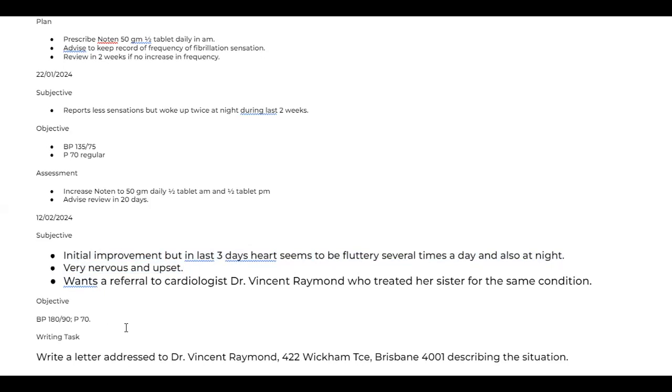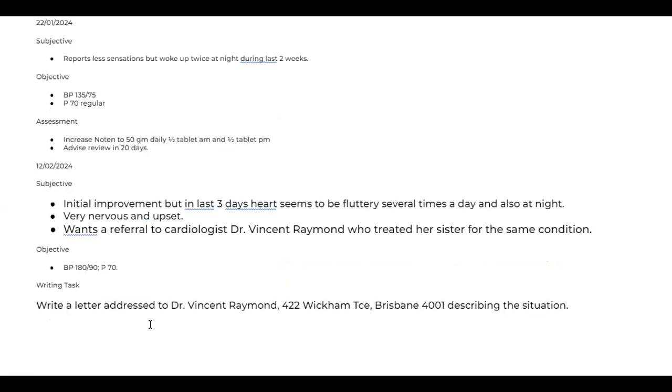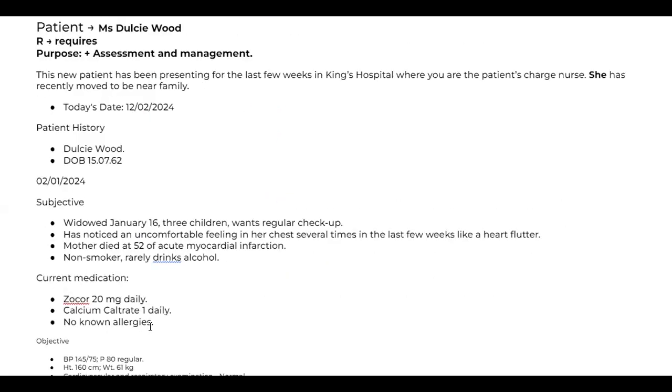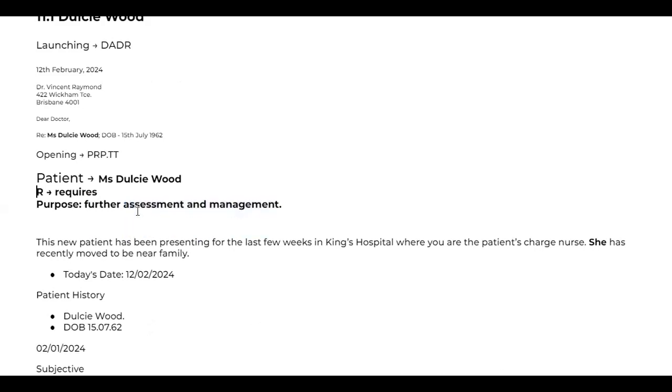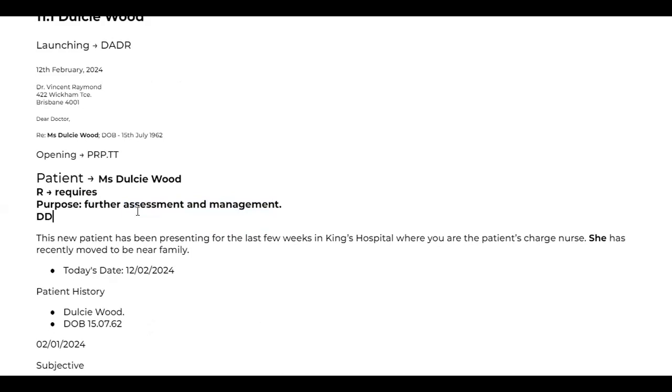But you know that this patient is having heart-related problems. That means some 10% of assessment has been done by you. In such a case, what is the purpose here? Further assessment, further management. Assessment, correct, and management will be there. Now we got two more things to solve here. PRP, there's a full stop, and then we have already decided it is not a DD type of letter, it is a TT type of letter.